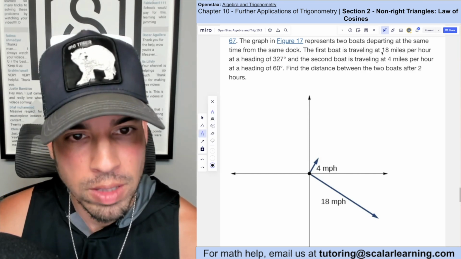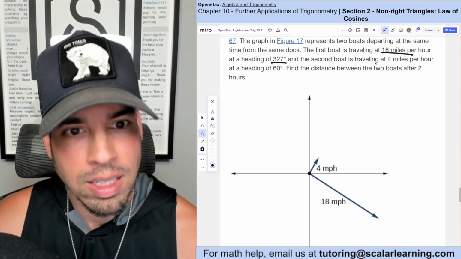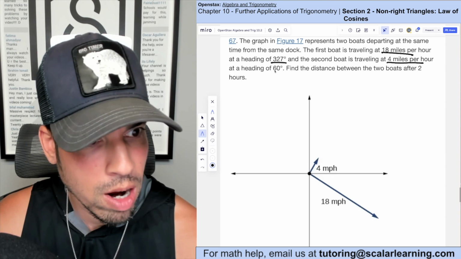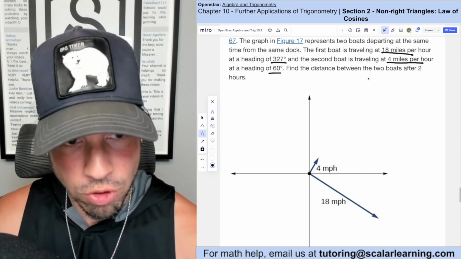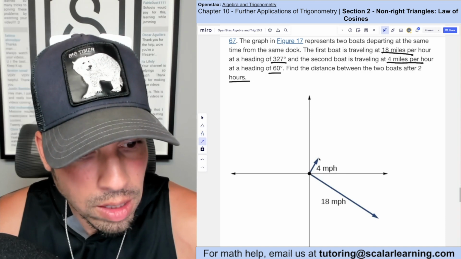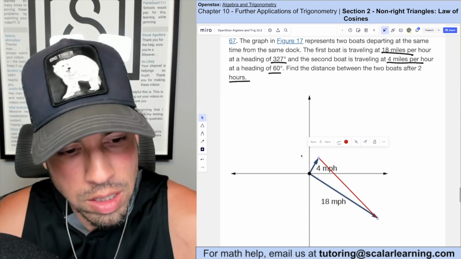The graph in figure 17 represents two boats departing at the same time from the same dock. The first boat is traveling at 18 miles per hour at a heading of 327 degrees, and the second is traveling at 4 miles per hour at a heading of 60 degrees. Find the distance between the two boats after 2 hours. So again, we kind of got a nice little depiction here, and the distance would be this line in red. So you see now we have a nice triangle.